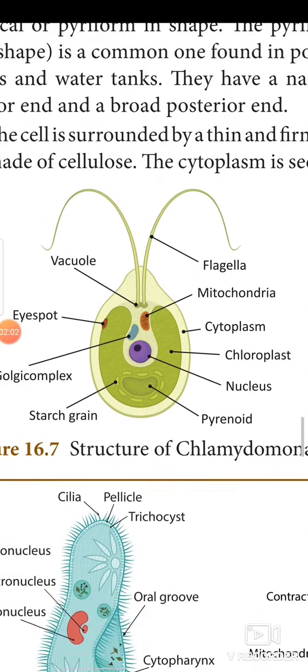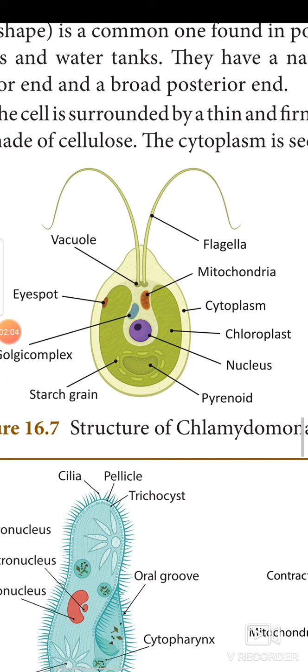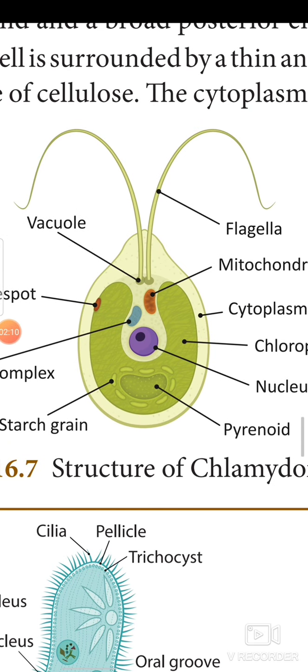Chlamydomonas is a very simple cell. Unicellular motile freshwater algae. What do you mean by motile? Motile means it can move from one place to another. They are oval, spherical and pyriform in shape. What do you mean by pyriform? It is a pear-like structure.